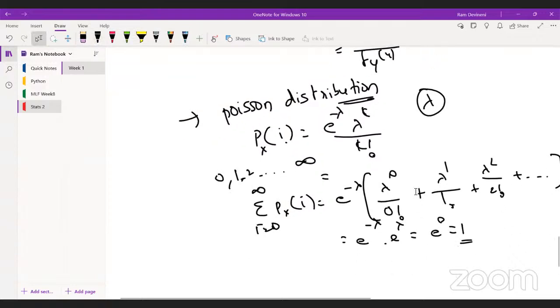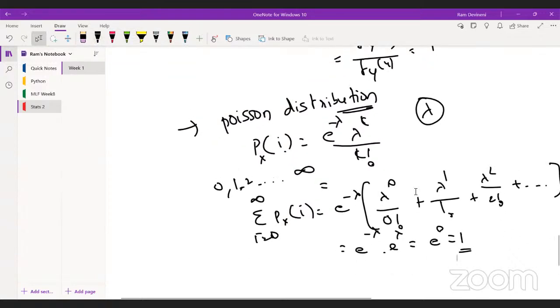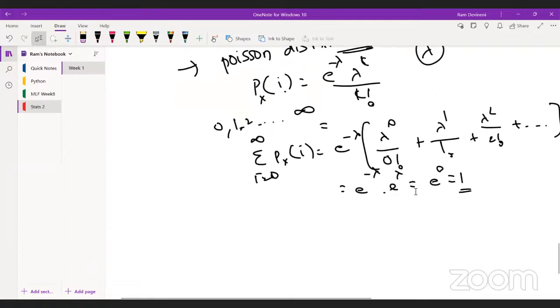Fine. Sir, we can also use the logic that all the probabilities will obviously be adding up to 1. Yeah, obviously, but I just want to show that if you know the e power lambda series expansion, how this sum came to e power minus lambda, and why e power minus lambda came in the formula. I just want to explain that part. Okay, let's move ahead.